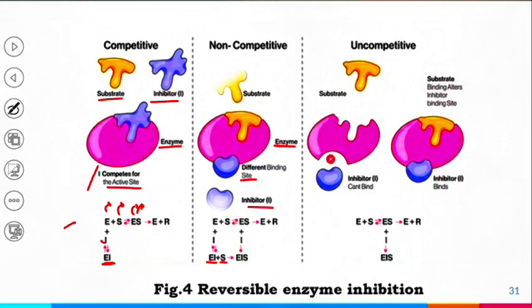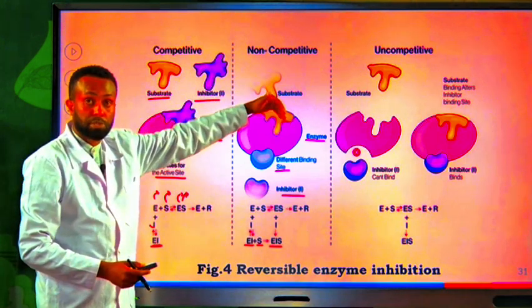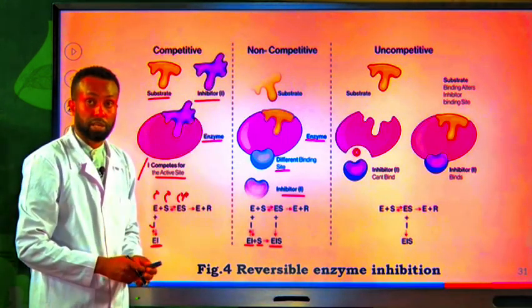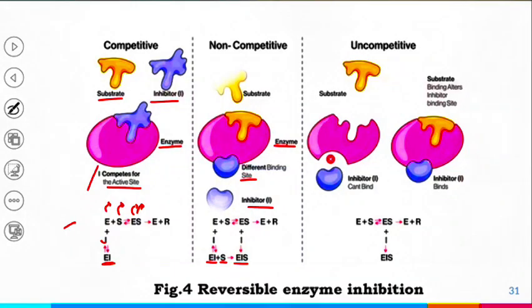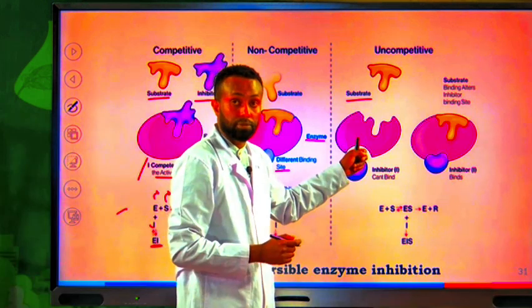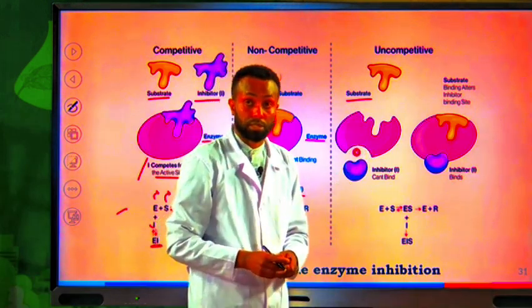So these three together form enzyme-inhibitor-substrate, which means there is an active site. On the active site, the substrate will bind. On a different binding site, the inhibitor will bind. In the case of uncompetitive, there is a substrate and there is an inhibitor, but this inhibitor is not fitted for this enzyme. As you have seen from the picture, they are not fitted.